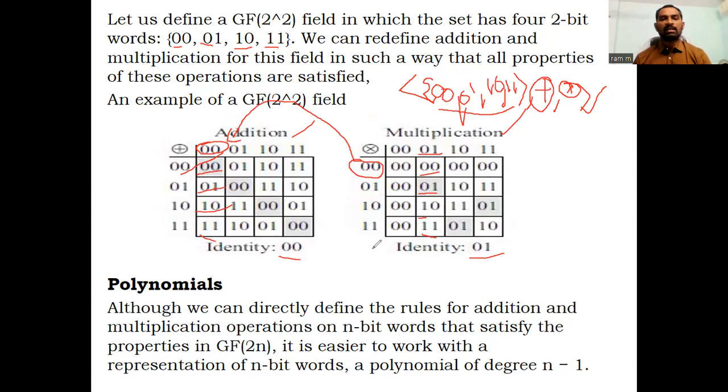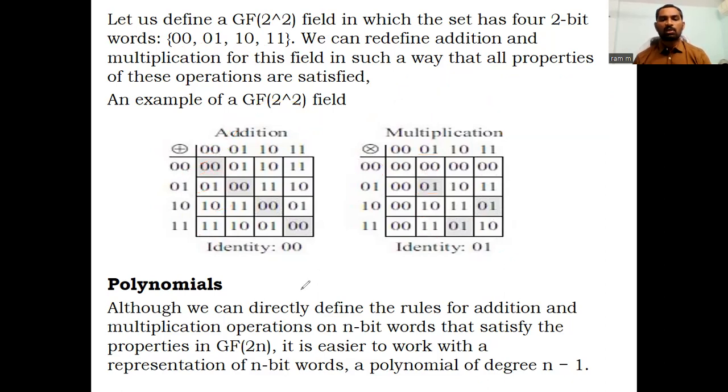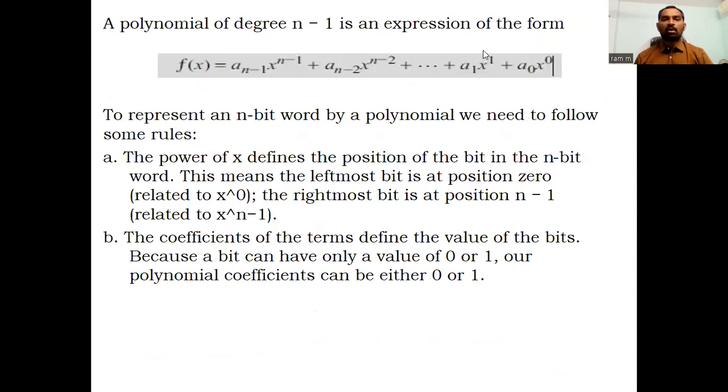Now to represent these finite fields, we need to use polynomials. Although we can directly define the rules for addition and multiplication operations on n-bit words that satisfy the properties of GF(2^n), it is easier to work with the representation of n-bit words by using a polynomial of degree n minus 1. So this is how we represent the GF(2^n) fields, by using polynomials.